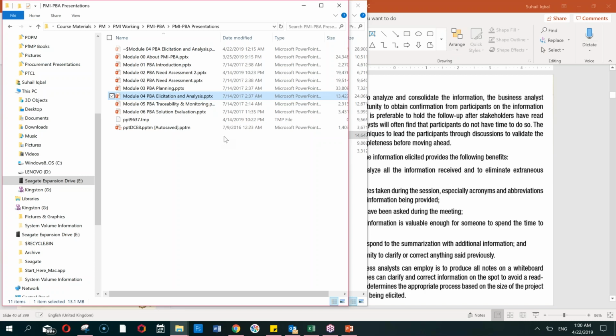In the next step, in elicitation and analysis, we will do what? We will be collecting the information and we will be analyzing it. We will be putting it on the model. Once we have done that, then we will be tracing and monitoring the requirements. Requirement traceability matrix and all that will come into play. And once we have done that, then we will be in a position to ultimately do the solution evaluation, right? We will select a solution, and that solution will be evaluated. This is the last step. This is your fifth domain.